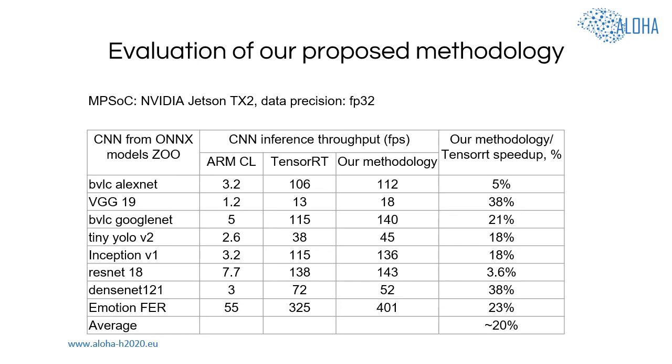As the experimental results show, our methodology allows us to achieve significantly higher throughput compared to the ARM Compute Library framework, which on NVIDIA Jetson MPSoC utilizes only task-level parallelism. And also, our methodology allows us to achieve an average 20% higher throughput compared with the best-known TensorRT framework, which utilizes only data-level parallelism.